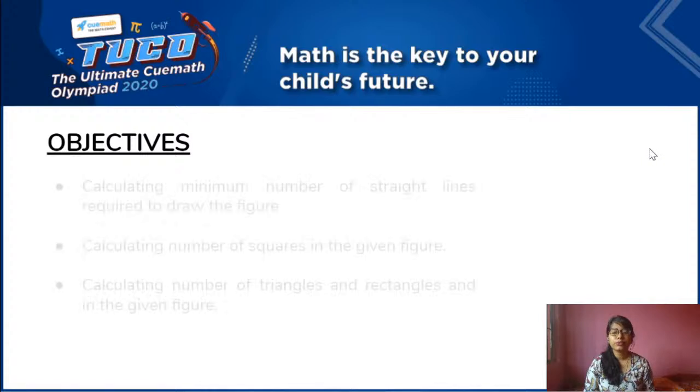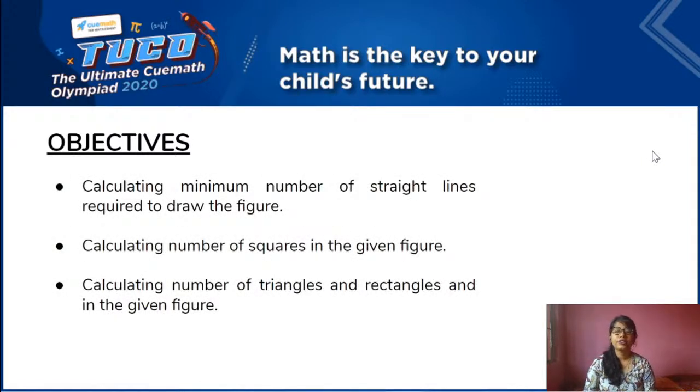Let's see, we'll go to the objectives. So let's see our first objective, calculating the minimum number of straight lines required to draw the figure. So given a figure, we would be checking the figure is a combination of how many lines. The second point says calculating the number of squares in the given figure. So we would be checking the number of squares in a given figure.